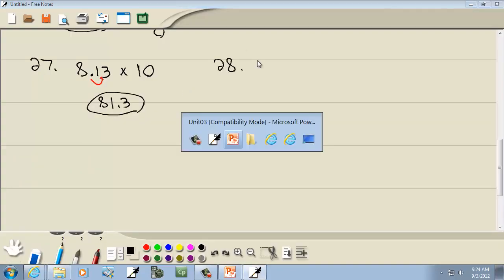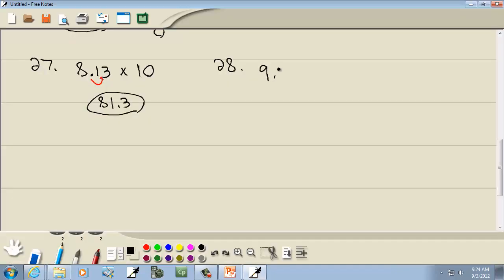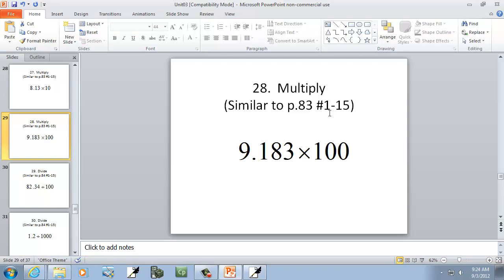On this problem, we have 9.183, and we're multiplying it times 100. Well, notice we have 2 zeros. The zeros is what dictates it, sorry. 2 zeros means we'll move our decimal place 2 places to the right. So our answer is 918.3. Very quick way of doing that.